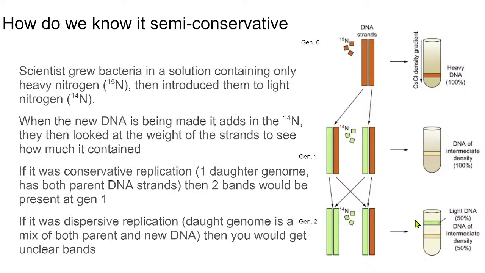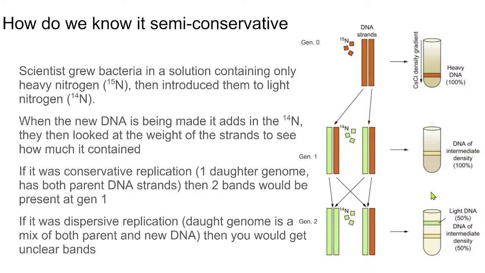So if it's conservative replication, in which the daughter genome or daughter double helix contains both strands from the parent, then we'd expect 2 bands here, in which all of this is conserved, and then a whole new light green one is in this generation.